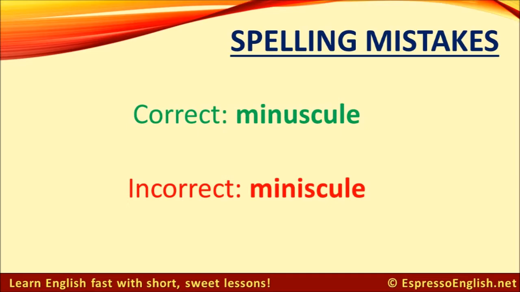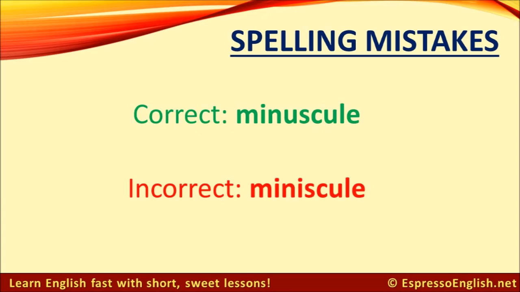Next, we've got the word minuscule, which describes something that is very, very small. Now, it sounds like "miniscule" when we pronounce it, so you might think it starts with M-I-N-I, because we do use the prefix mini to talk about small versions of things, but minuscule starts with M-I-N-U.